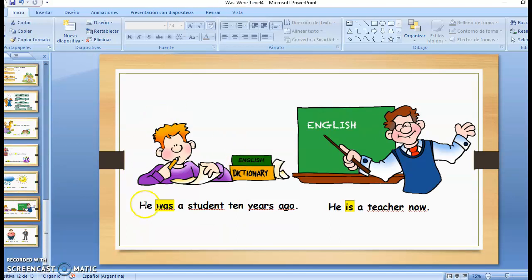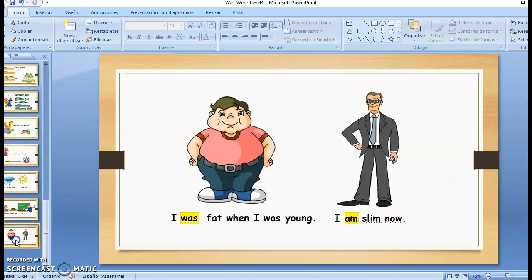Remember that this one is the verb to be in the past and this one is the verb to be in the present. He was a student 10 years ago. He is a teacher now. I was fat when I was young. I am slim now. See, can you see the difference between the verb to be in the past and the verb to be in the present? See, the verb to be in the present is am, is or are, and the verb to be in the past is was or were.